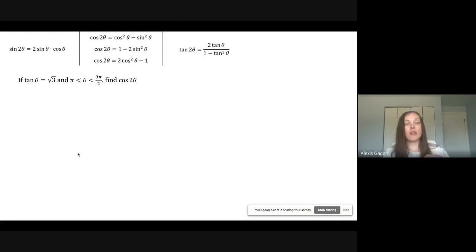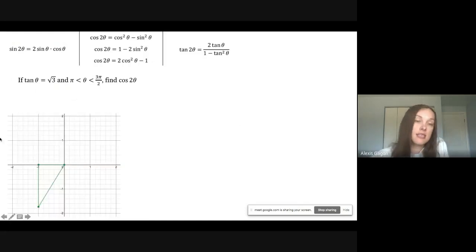Okay, let's do this one. So if tangent equals the square root of 3 and theta is between pi and 3 pi halves, we want to find cosine of 2 theta. So first, this tells us that it's in the third quadrant. Okay, so it's down in this quadrant right here.